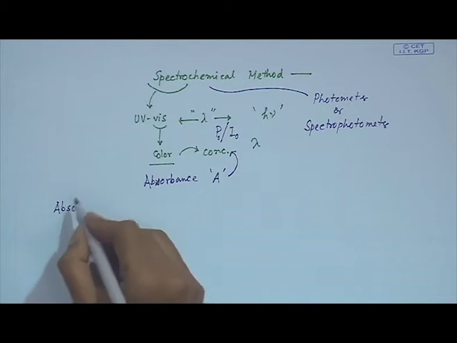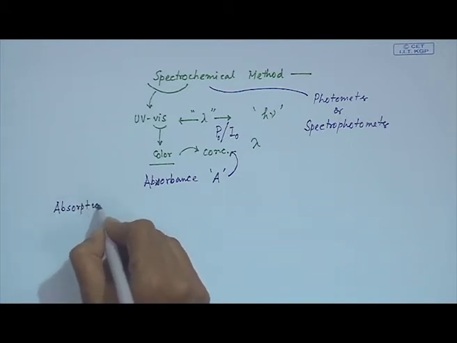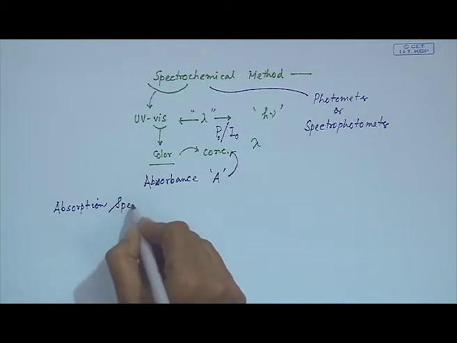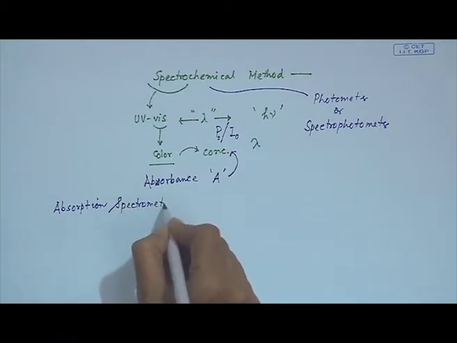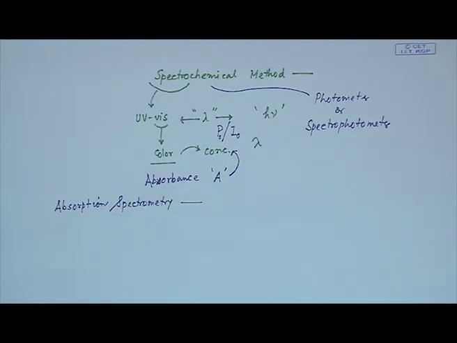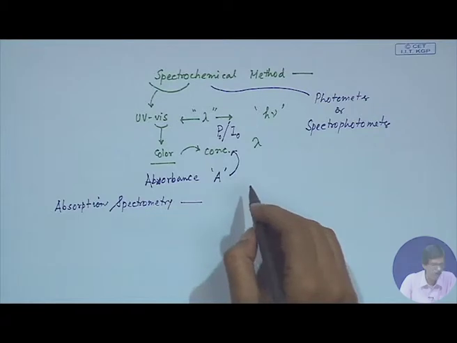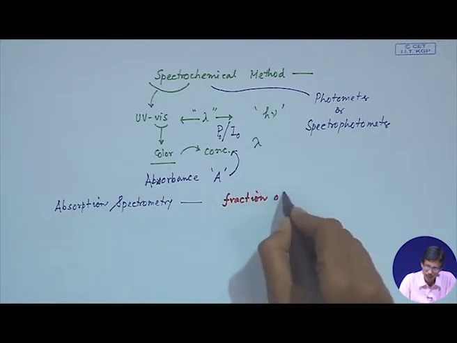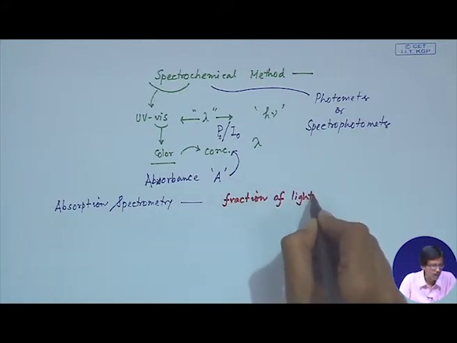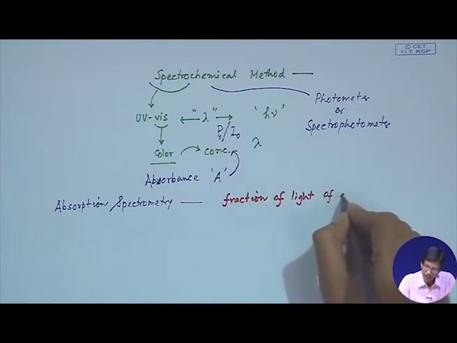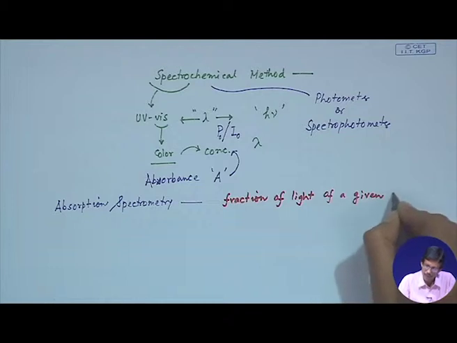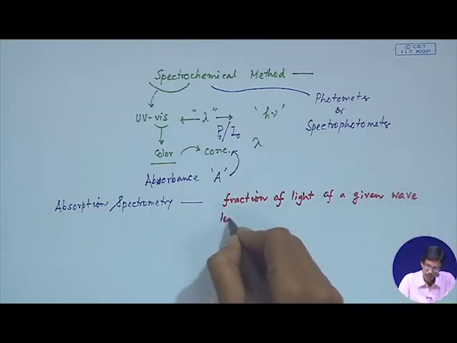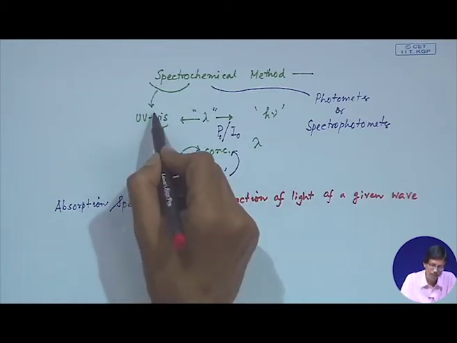So, another name for this particular technique will be absorption spectrometry, and thus we are using spectrochemical methods for the typical analysis. It basically involves the measurement of the fraction of light which is important to us. So, the fraction of light of a given wavelength is important, not the whole range of the visible spectrum.